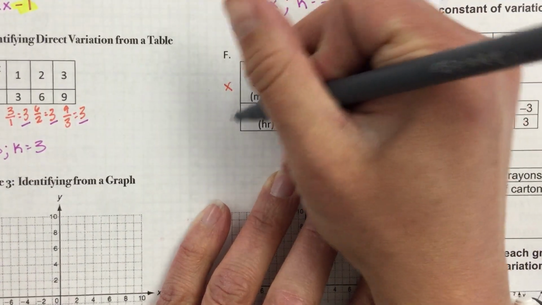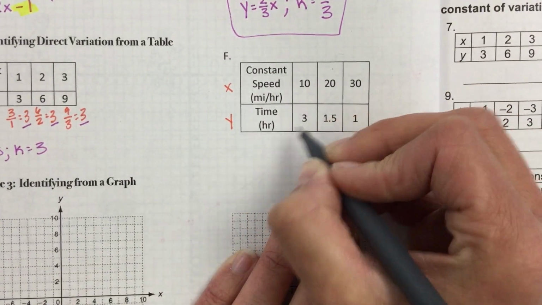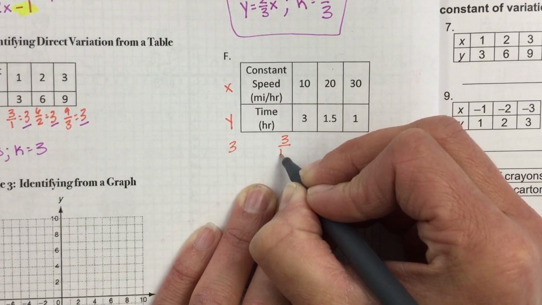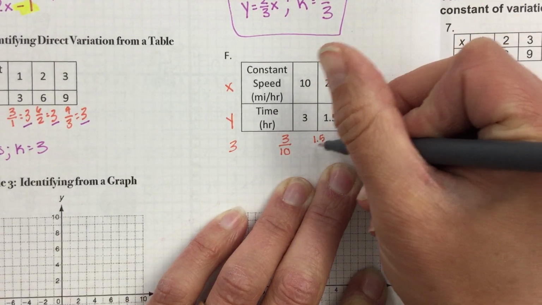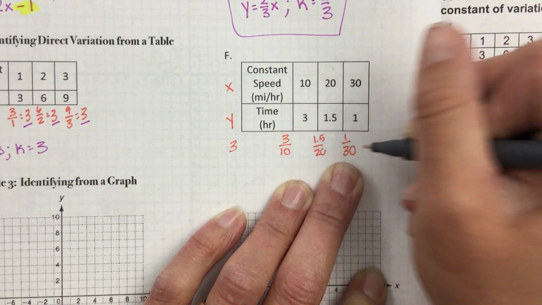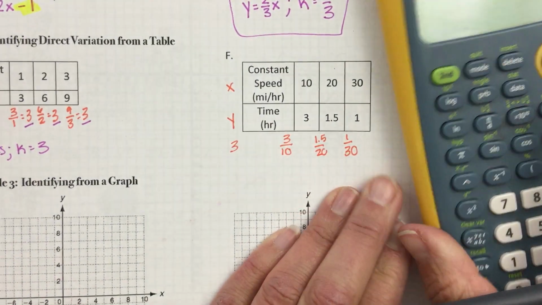This is our x, this is our y. So I should do 3 divided by 10, then we're going to have 1.5 divided by 20, and then we have 1 divided by 30. I know this one's a little bit trickier.